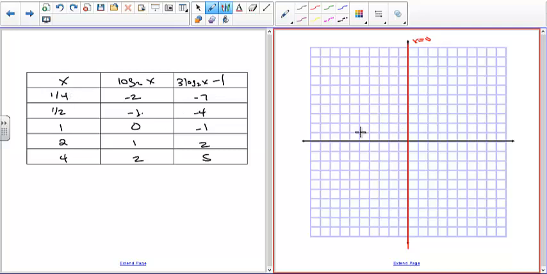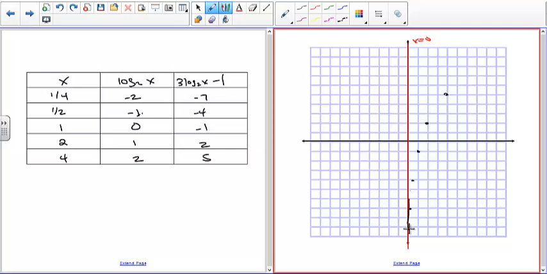Okay, so the first one is x equals 1/4. Y equals -7. 1, 2, 3, 4, 5, 6, 7. So 1/4, -7. 1/2, -4. So here's 1/2. 1, 2, 3, 4. Then 0. 1, -1. So we go over 1, down 1. Then we do 2, and 4, 5. 1, 2, 3, 4. 1, 2, 3, 4, 5. So that's what it looks like.